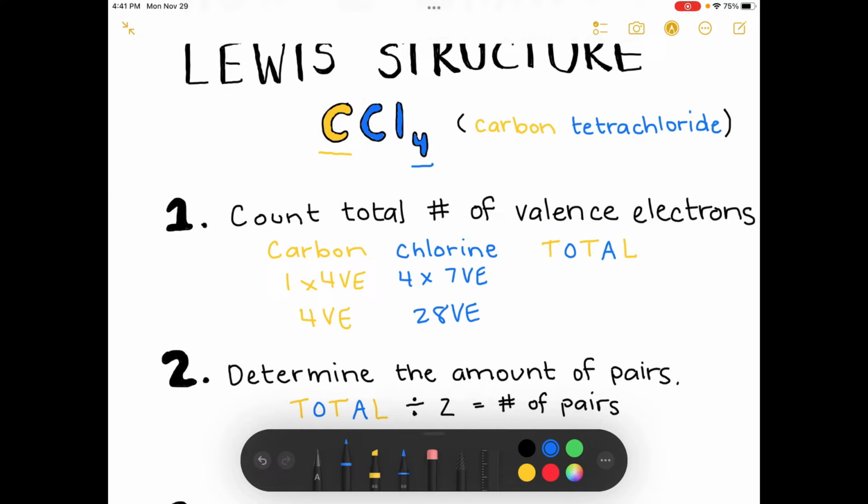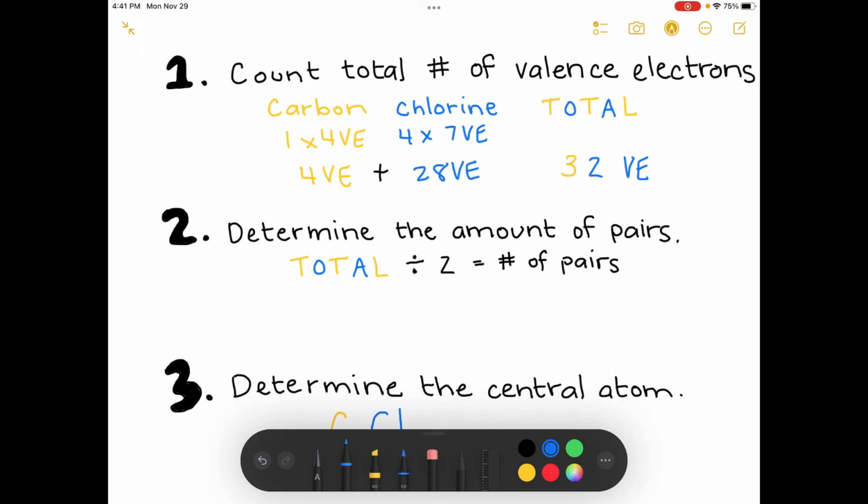Then we need to find the total number of valence electrons. We'll simply add these together and we get 32 valence electrons. Now I like to determine the number of pairs because it makes it easier. You just take the total number of valence electrons and divide it by 2. 32 divided by 2 is 16 pairs.